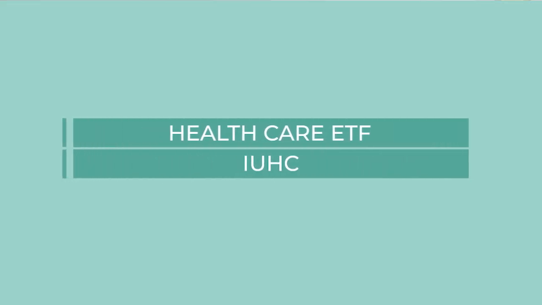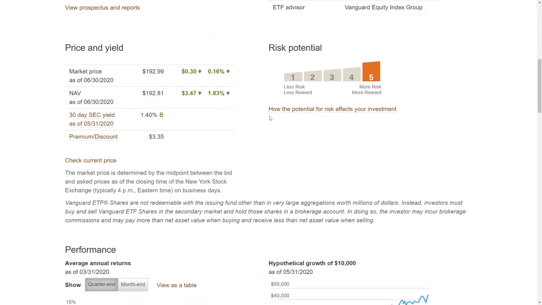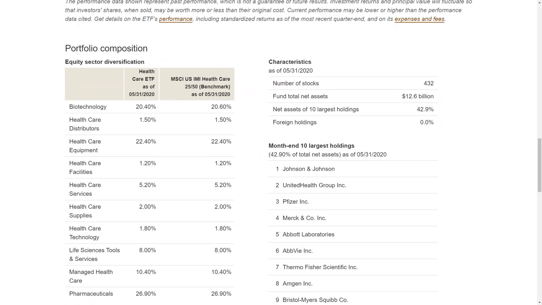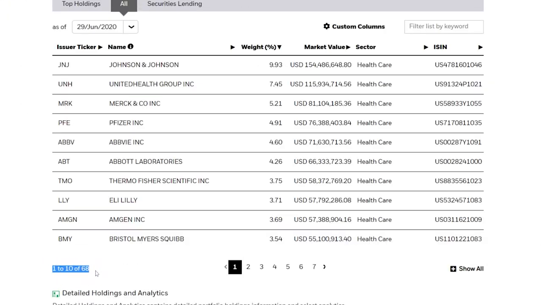The first one on this list is very relevant to recent times, and that is the healthcare ETF, ticker symbol IUHC. IUHC is a group of healthcare stocks in the United States. It is very similar to Vanguard's healthcare ETF, VHT. However, do note that while Vanguard's ETF has 432 stocks, IUHC only has 62 stocks.